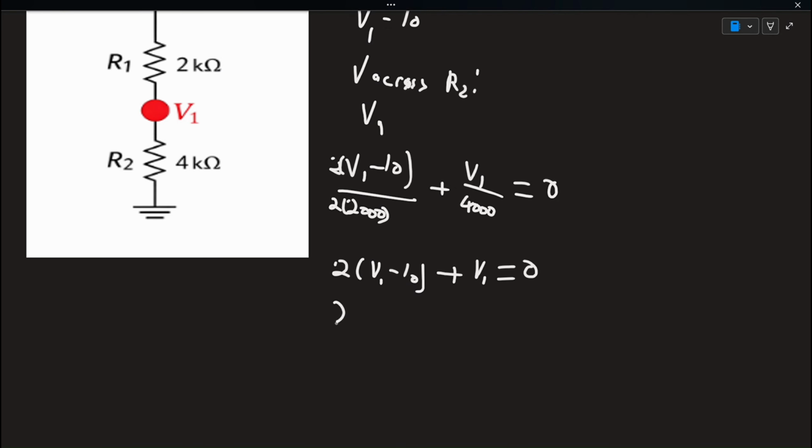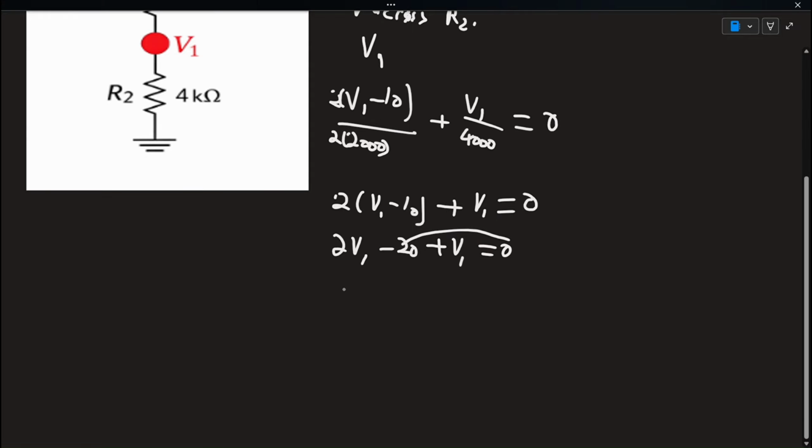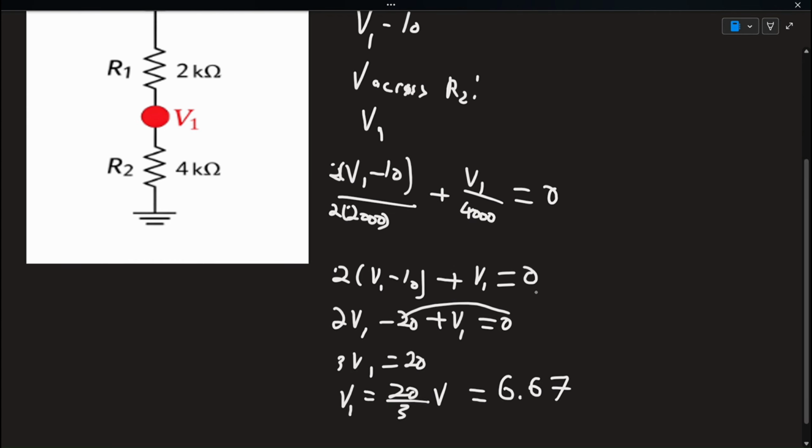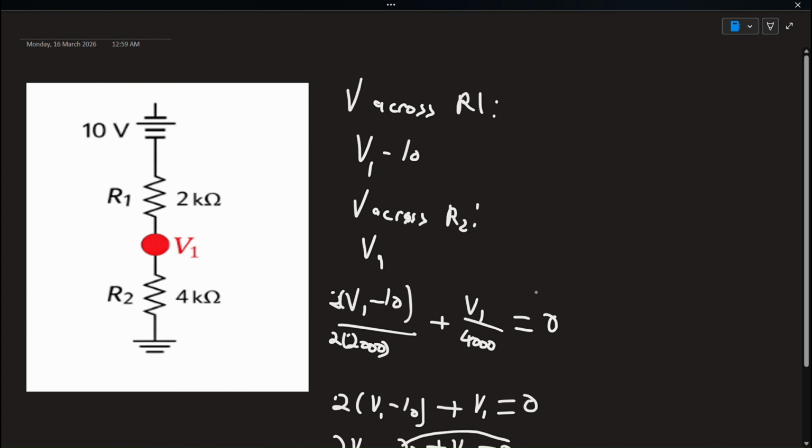So we expand this to V1 minus 20 plus V1 is equal to 0. Carry the 20 to the other side, and because they're both V1, we can add them. So 3V1 is equal to 20. So that means V1 is equal to 20 over 3 volts, which is equal to 6.67 volts.